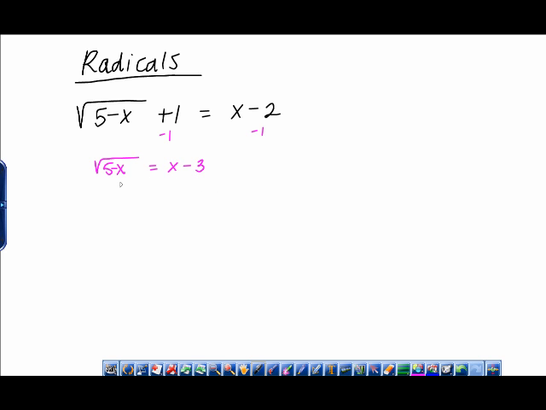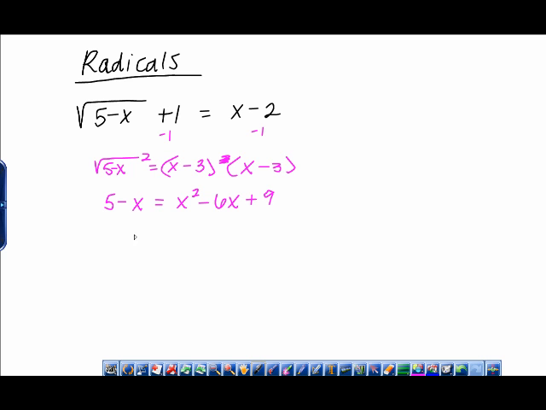Now, I have to square both sides. And when you square over here, you've got to square everything. So that gives me 5 minus x equals... you can't just square the x and square the 3. It's actually almost easier if you just write it twice. So then that would give you minus 3x, minus 3x. That makes minus 6x, and then plus 9.